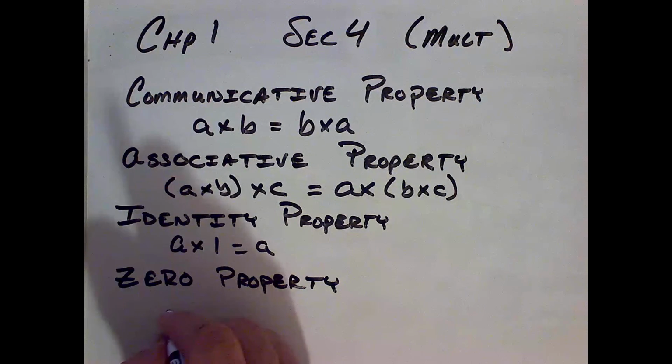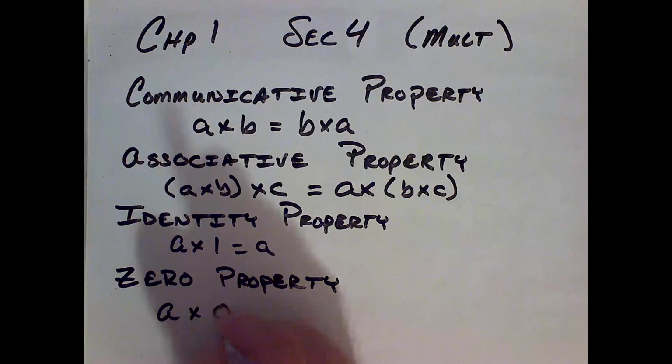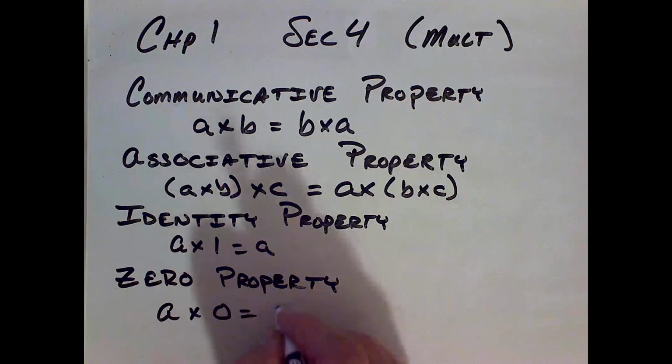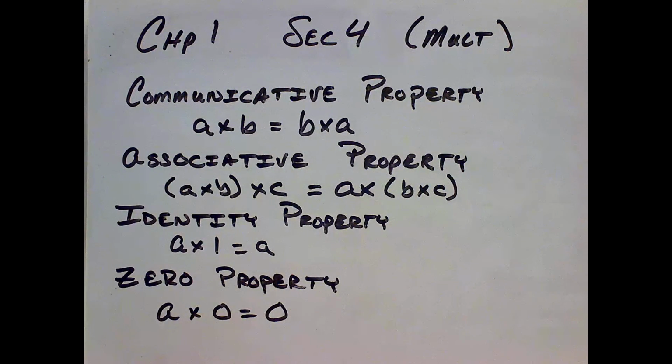The zero property says A times 0 equals 0. So anything times 0 will equal 0. That's the zero property.